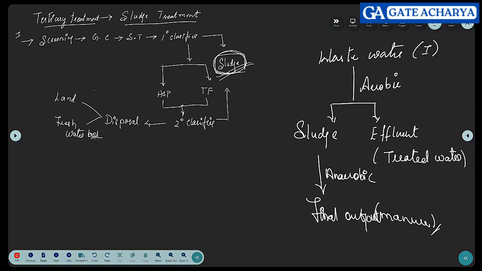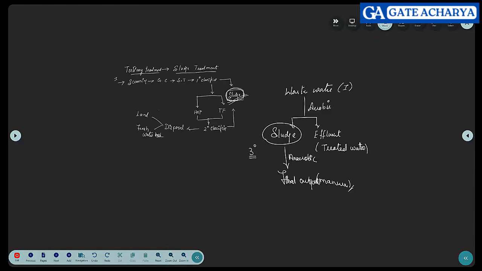Okay. So this is what we are going to do as a tertiary treatment. The primary treatment, so we are removing the settleable organic solids. In the secondary treatment, we are removing the soluble BOD. In the tertiary treatment, we are going to treat the sludge. So how to do the sludge treatment?